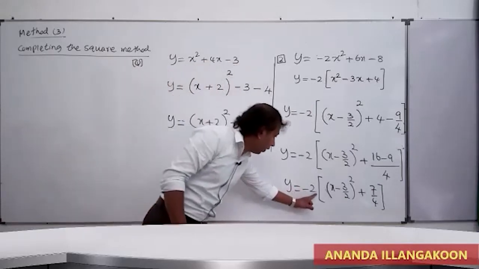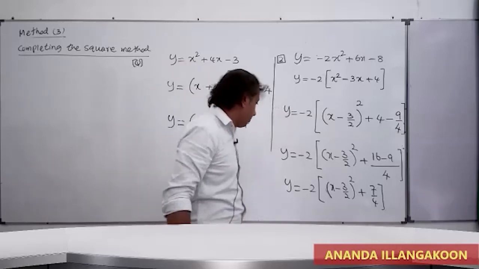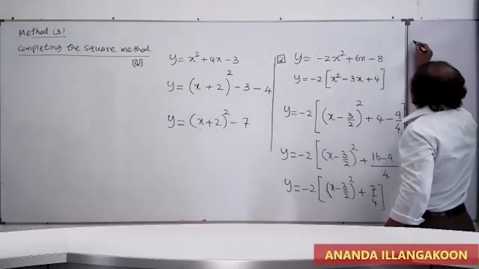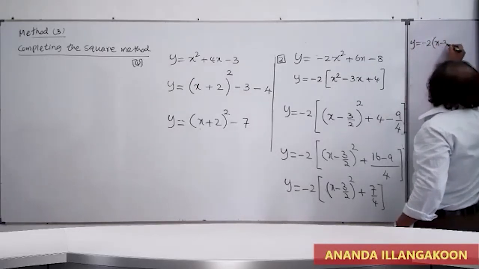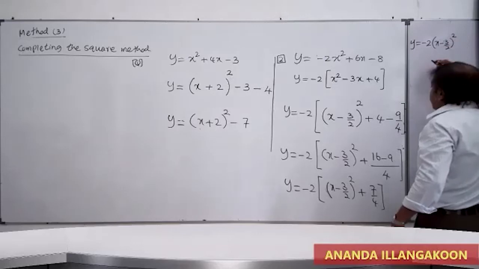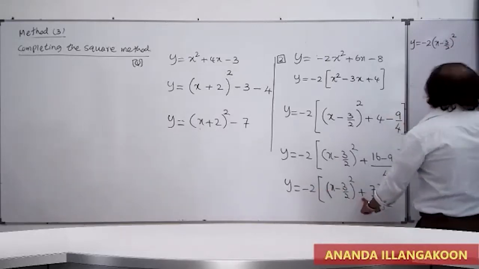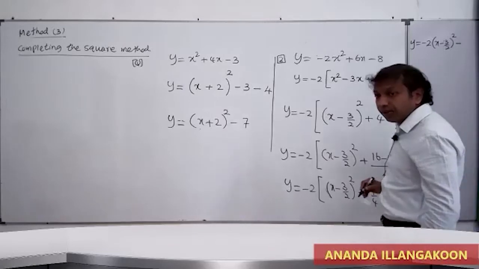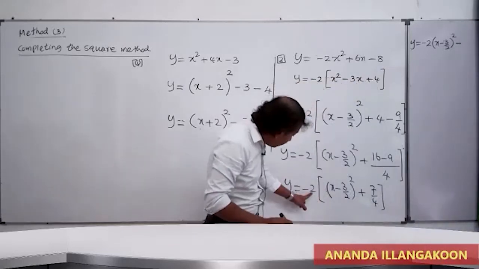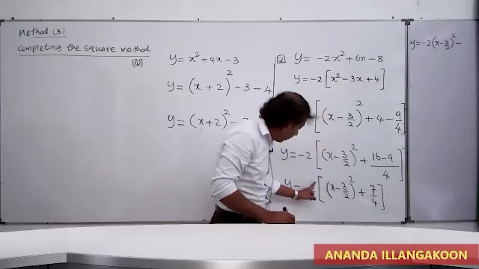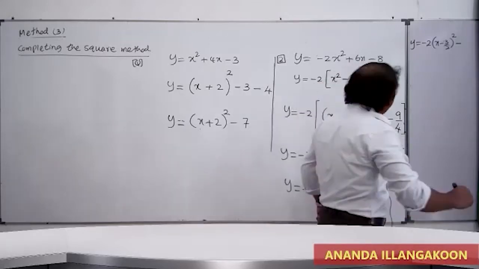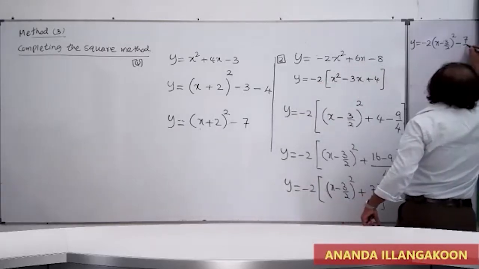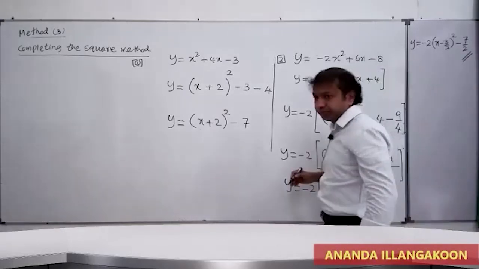Okay, now multiply by this minus sign. Then we get the last stage. When you multiply by the minus sign, what do you get, people? Y equals minus 2 times x minus 3 by 2 perfect squared. Here minus and this plus make minus, right? And when you multiply by this 2, the 4 and this 2 we can divide. 2 and this 4 we can cut. Then we get here 2, then minus 7 by 2. Minus 7 by 2. Yeah.